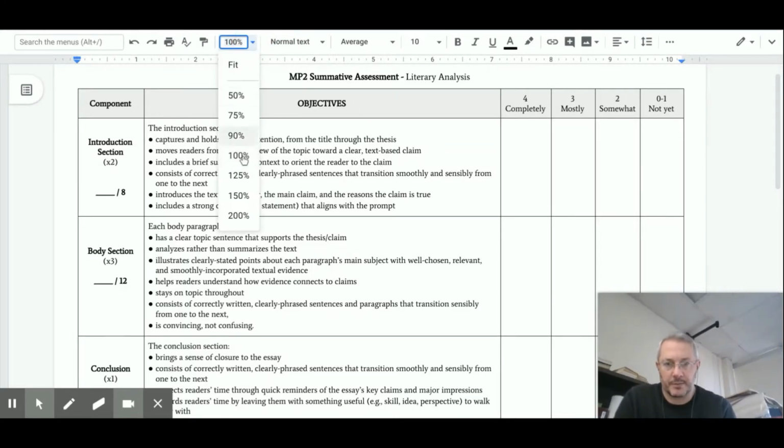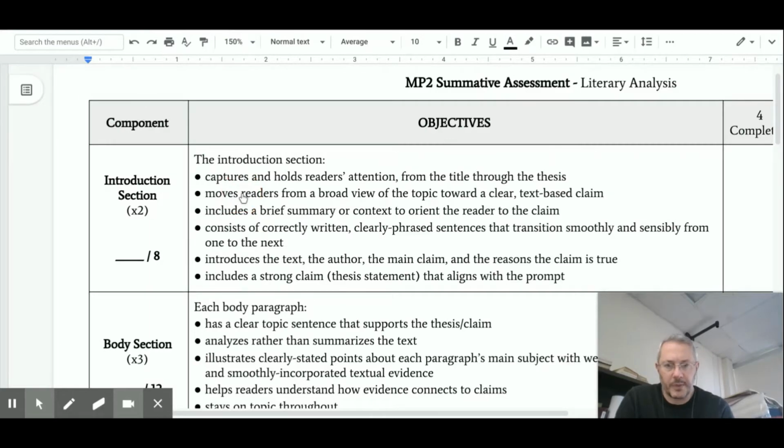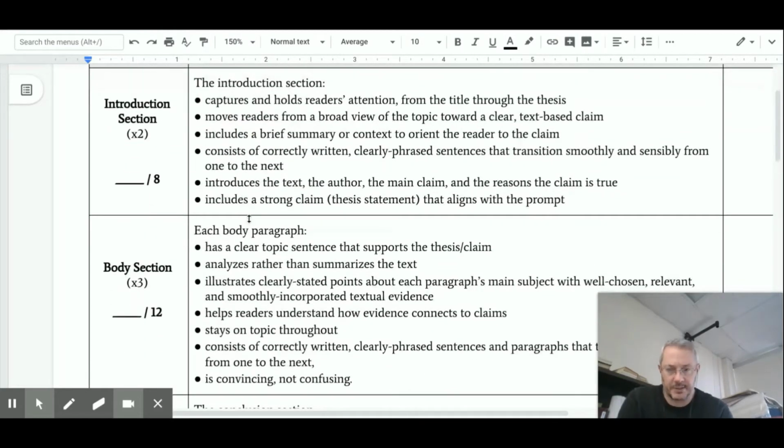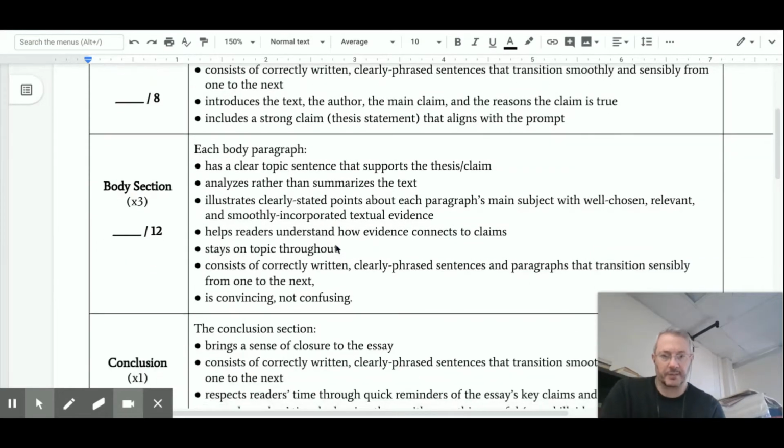So very briefly, we can look at, say, just the body section here. This is very form-focused, where it says it has a topic sentence, so that's part of the form. That's things that it contains. But there's also quite a bit of function-based bullet points here. So these are things that it does. It helps readers understand how evidence connects to the claims. It illustrates clearly stated points, etc.